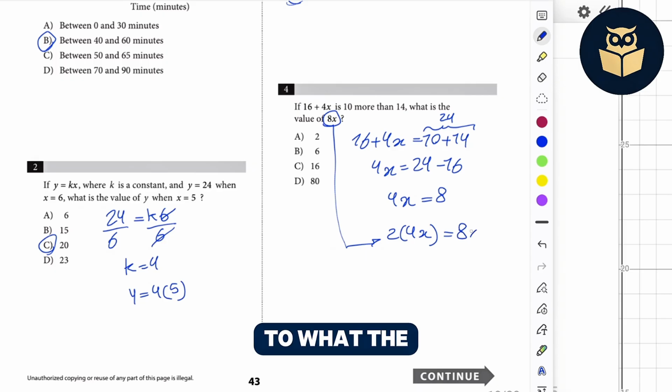Pay close attention to what the question asks for. It doesn't ask for x. It asks for 8x. Since 8x is simply double 4x, double your 8 to get 16, that makes choice C the winner.